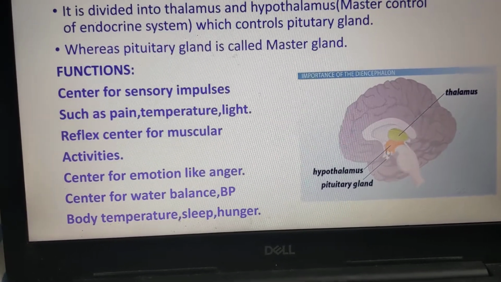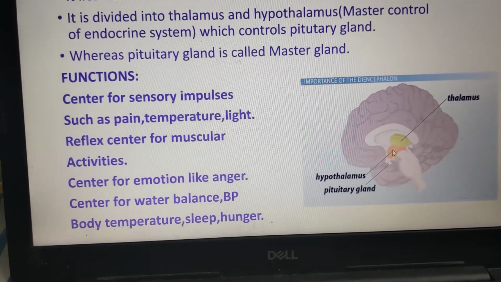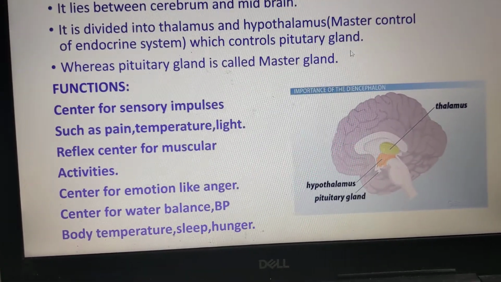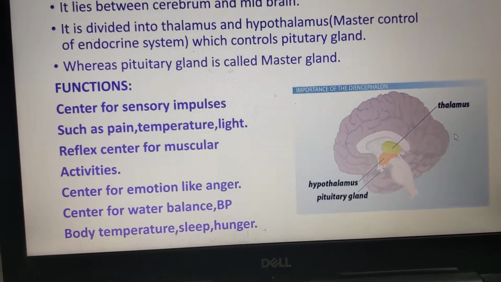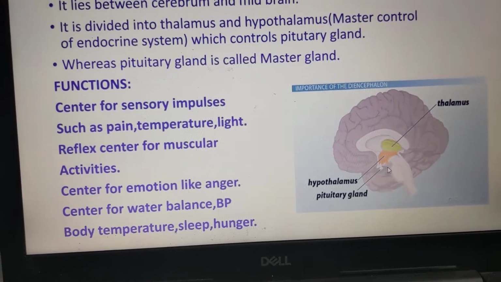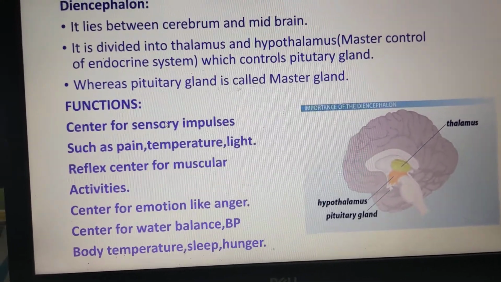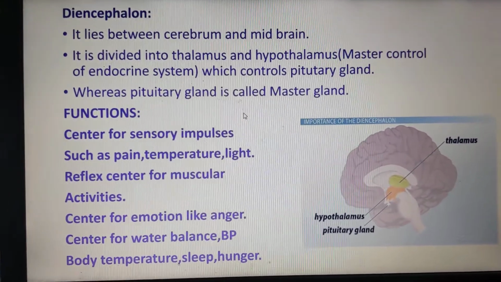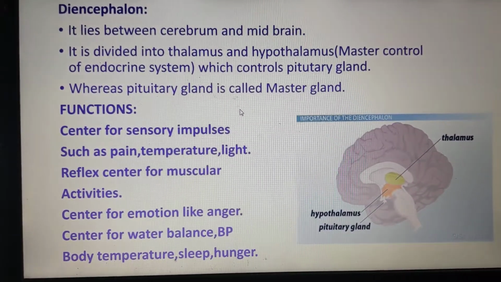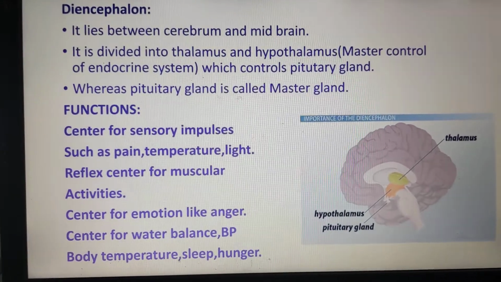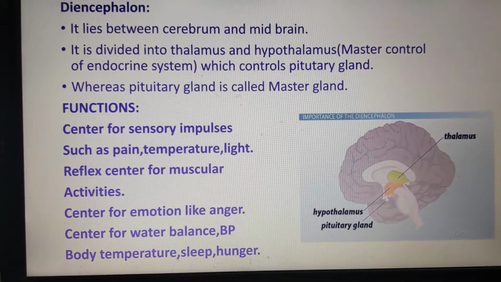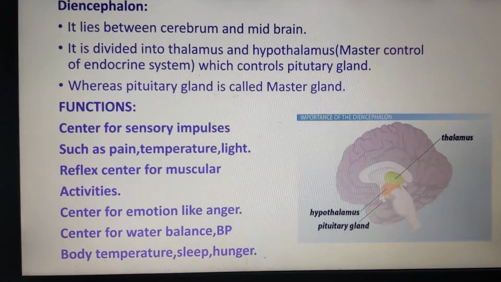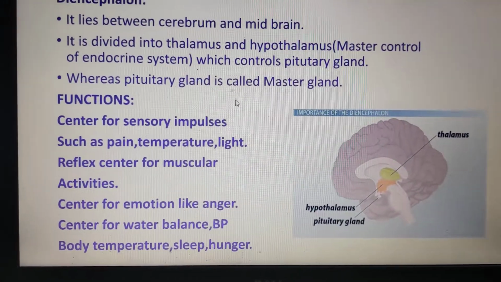Hypothalamus is the master control of the endocrine system, which controls the pituitary gland, whereas the pituitary gland is the master gland. So thalamus and hypothalamus, what are the functions? It is the center for sensory impulses such as pain, temperature, light, a reflex center for muscular activities, controls emotions like anger, and is the center for water balance, blood pressure, sleep, and hunger.